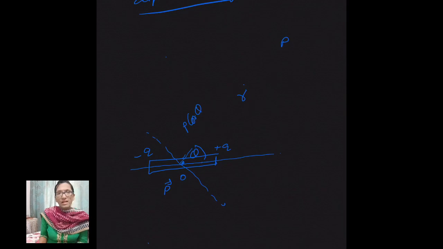We found that electric field due to electric dipole is inversely proportional to cube of R. So let us define electric dipole using this fact.